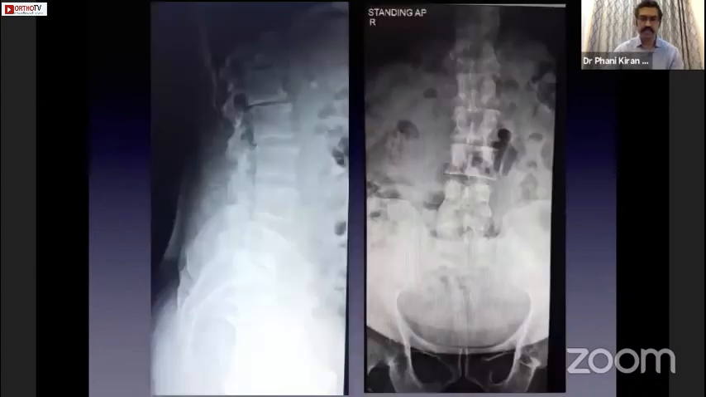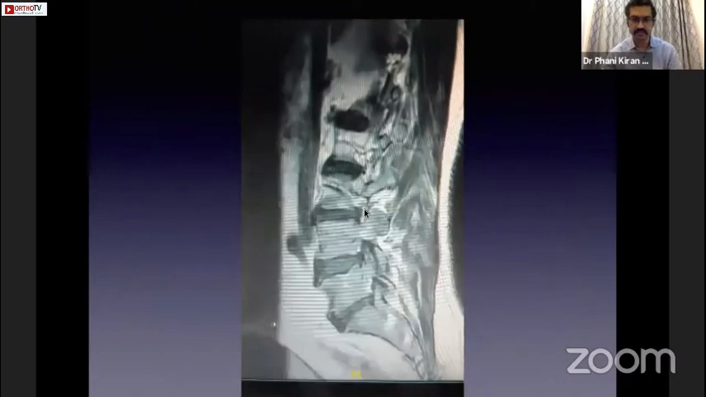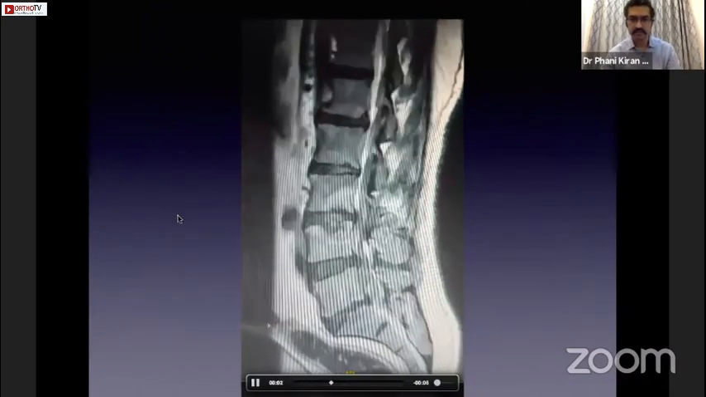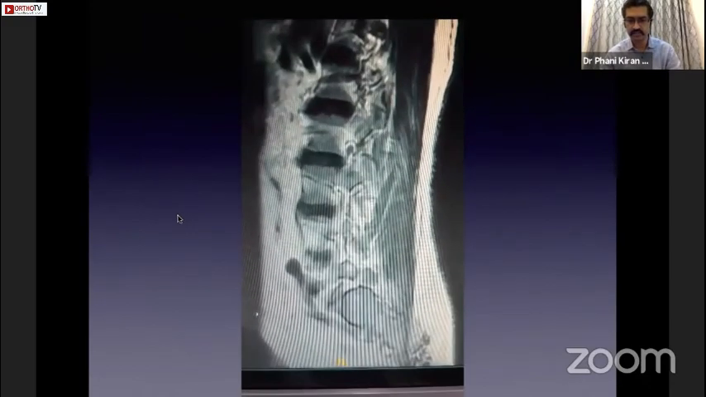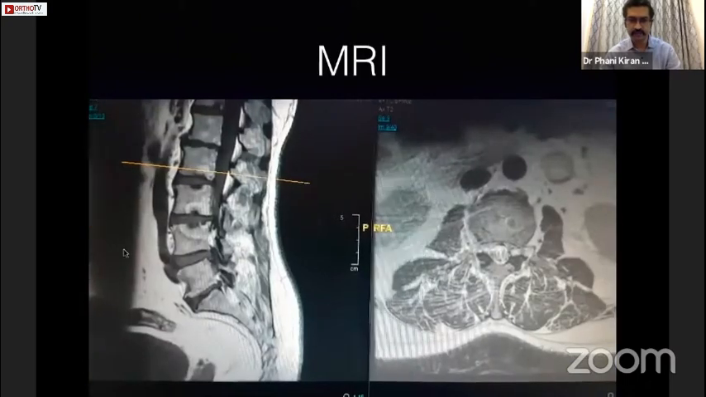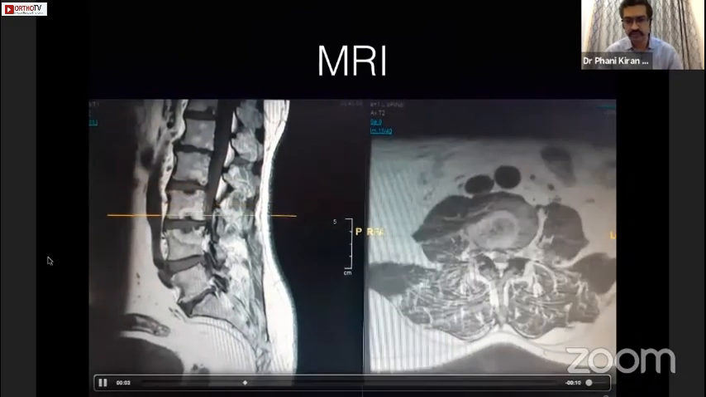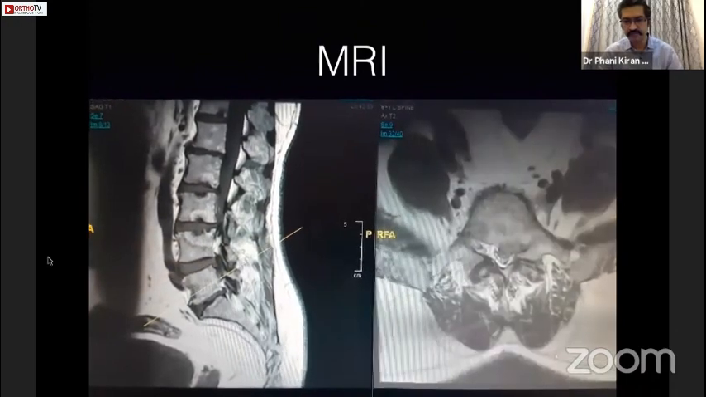This was his standing X-ray. It showed a little bit of a list to the right side. The lumbar sagittal profile seemed to be all right. And this is the MRI. It looks like probably a primary stenosis of the canal with a central disc at L3-4 and L4-5, with a new extrusion at L4-5, which was migrating downwards behind the L5 body on the left side.